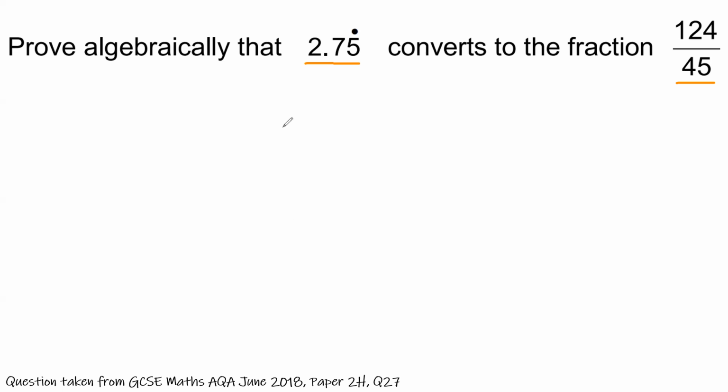So let's get started. We've been asked to prove algebraically that 2.75555555 continuing and never ending converts to this fraction. So how do we go about doing that? Well, the easiest way of doing it is to say that we have 2.75 recurring, and that is equal to x. And then from there, we can go ahead and work. I am actually going to put a few fives on here just because I think it demonstrates exactly what we're doing a little bit more visually.